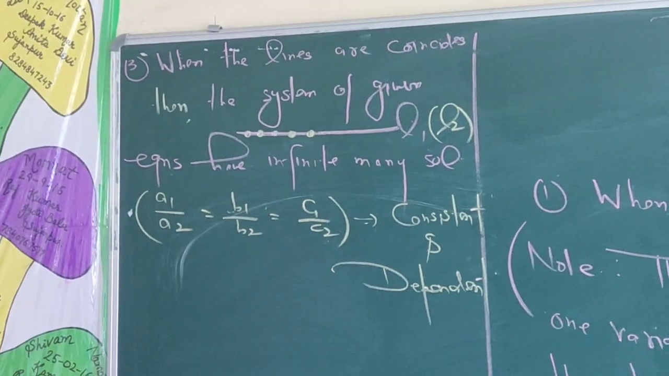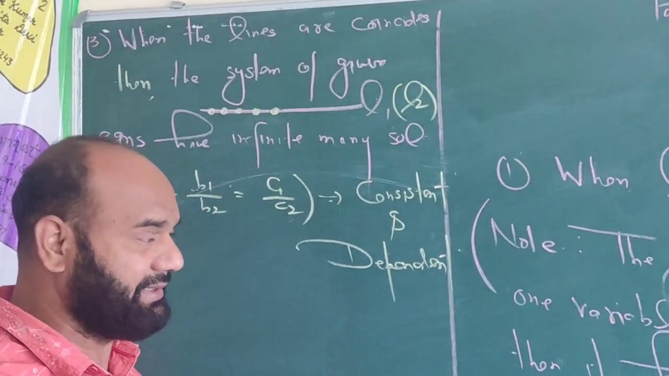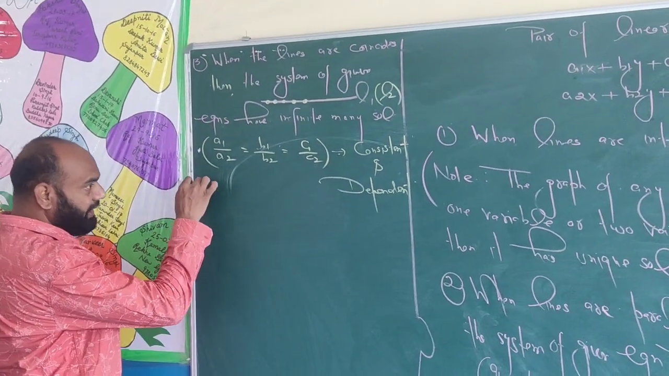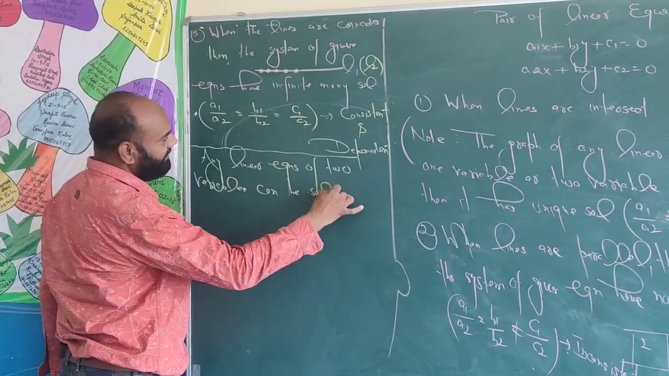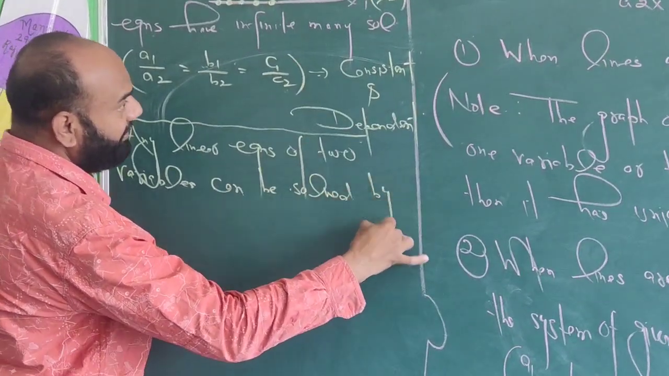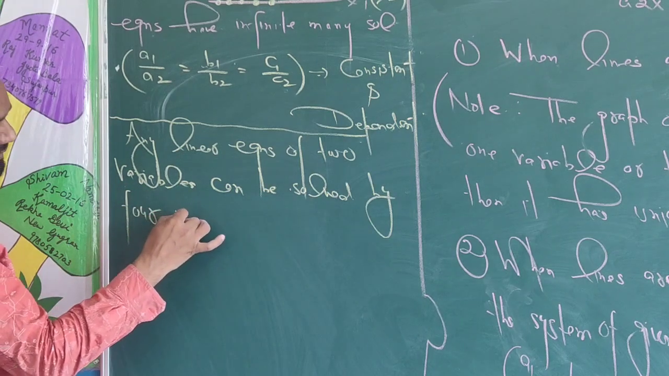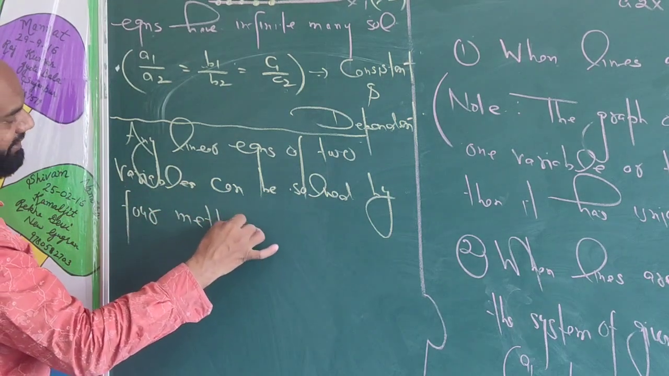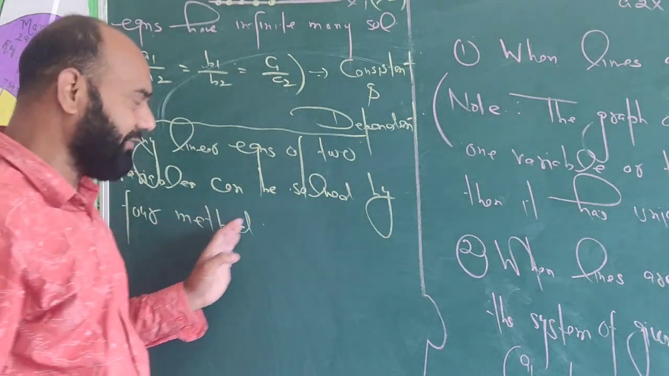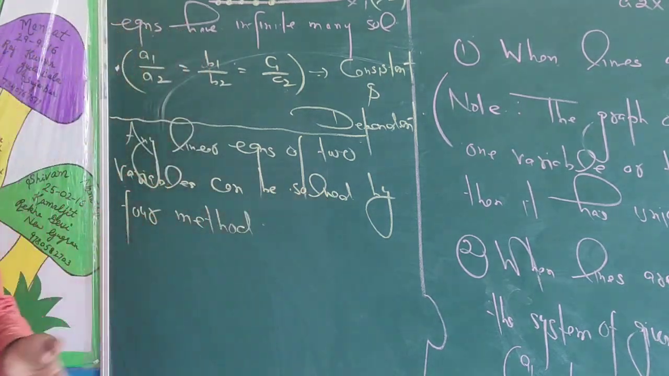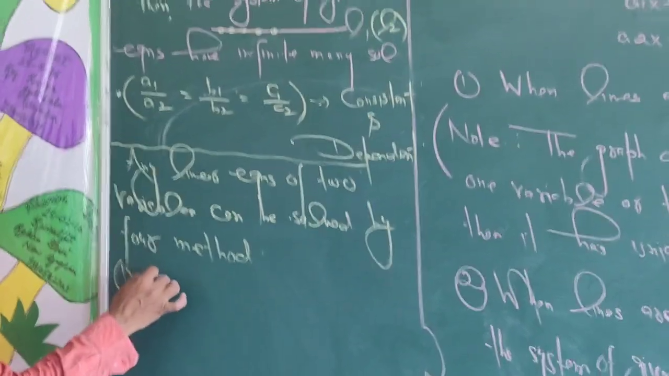Now any linear equations of two variables can be solved by four methods. Sorry, actually there are only three methods in the syllabus and the fourth method is cut off in the syllabus. What are all the four methods? The first method is the graphical method.